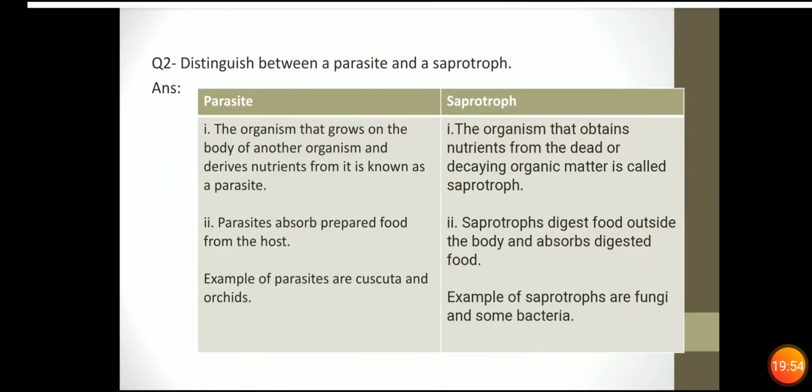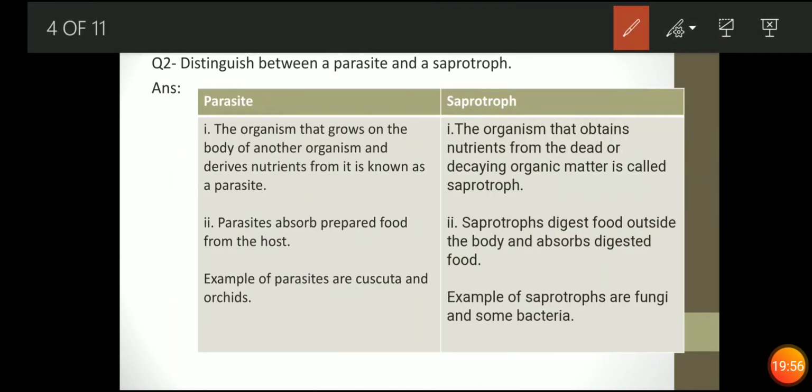Now, the next question is, differentiate between a parasite and a saprotroph. What is a parasite? The organism that grows on the body of another organism and derives nutrients from it is known as a parasite. Basically, the organism that stays on the body of another and derives nutrition from it is known as a parasite. So what is a saprotroph? The organism that obtains nutrients from dead or decaying matter is called a saprotroph.